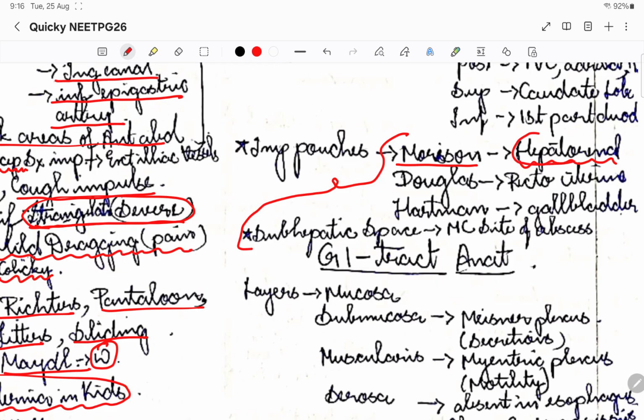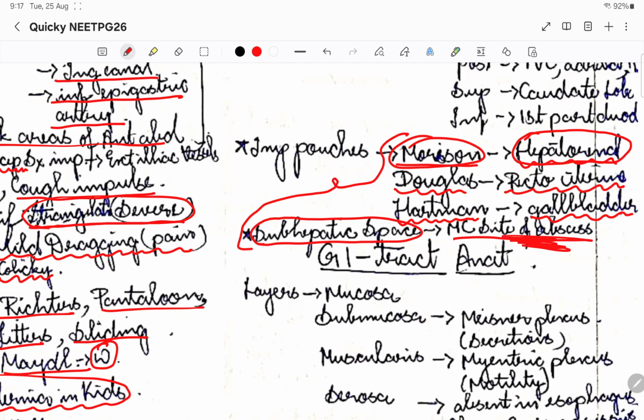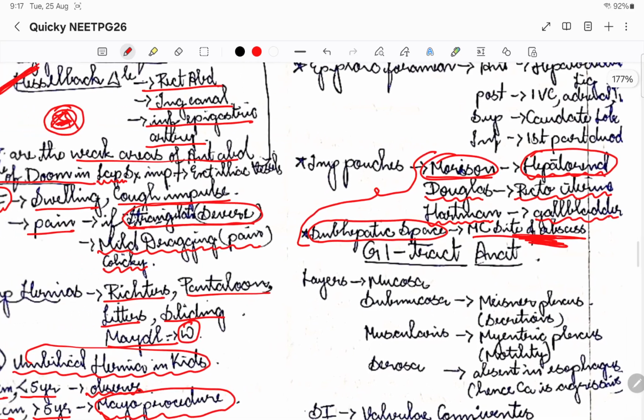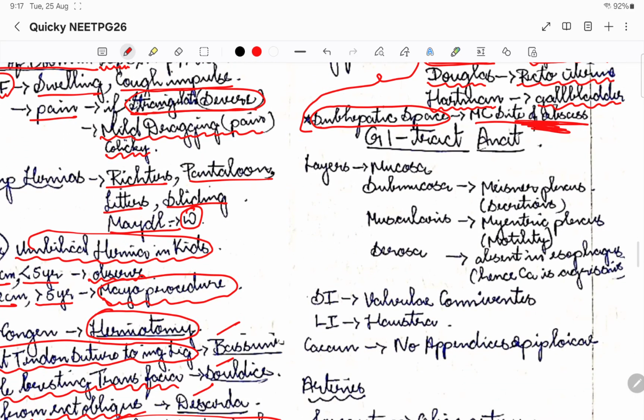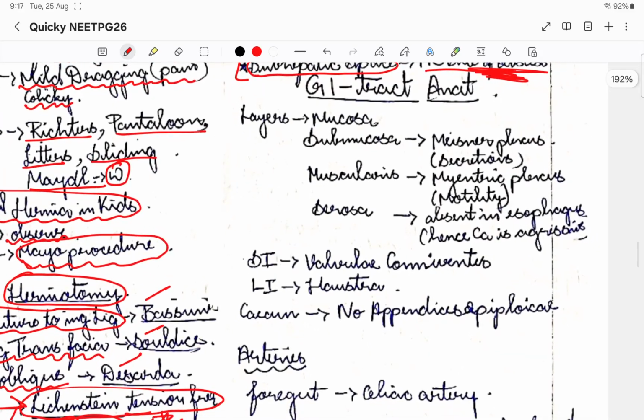The hepatorenal pouch is between the renal tissue and the liver. So there is Morrison's pouch and pouch of Douglas, we know that, right? The rectouterine pouch: many cancers, abscesses and probably endometriosis will happen here. That is the pouch of Douglas. Then there is Hartmann's pouch with the gallbladder. Then the subhepatic space is the most common site of abscess for liver and peritoneal abscess. Now coming to general gastrointestinal tract proper anatomy.